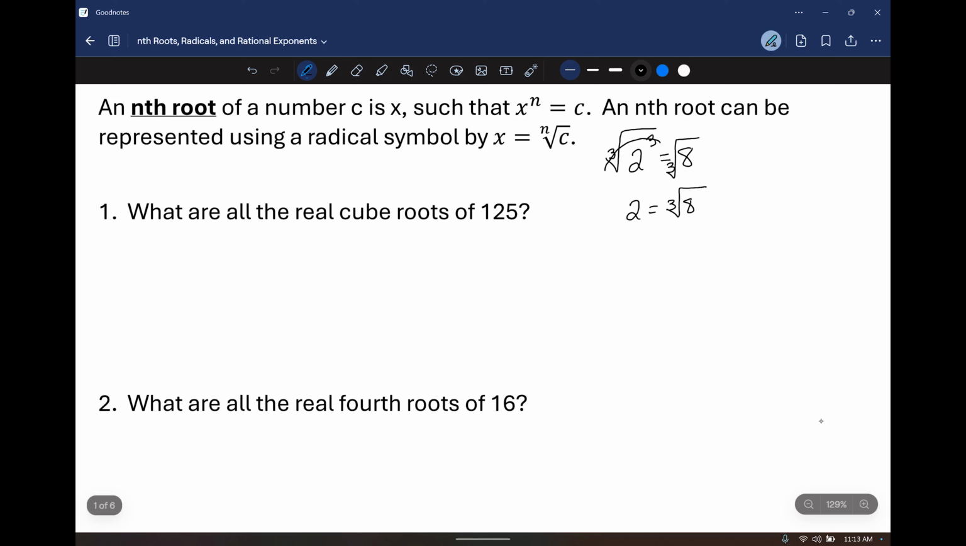And vice versa, I can cube both sides. And the cube cancels out the cube root. And now I have 2 to the third is equal to 8, which is a true statement. So it goes back and forth.